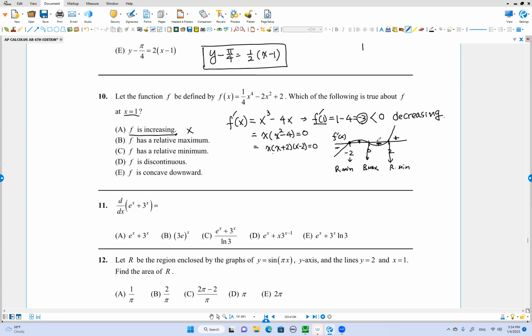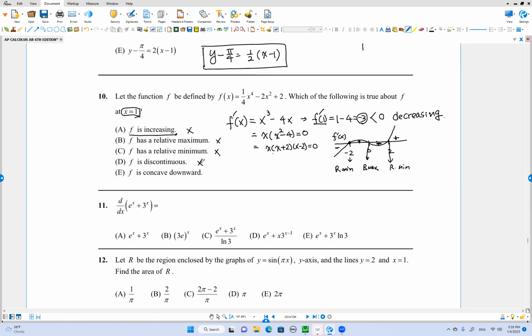At x equals 1 over here, nothing, right? There is no relative maximum or minimum. So this is wrong at x equals 1. Okay, at x equals 1, is there a discontinuity? No, this is wrong too. The derivative has no undefined points there, so they are all continuous, right?